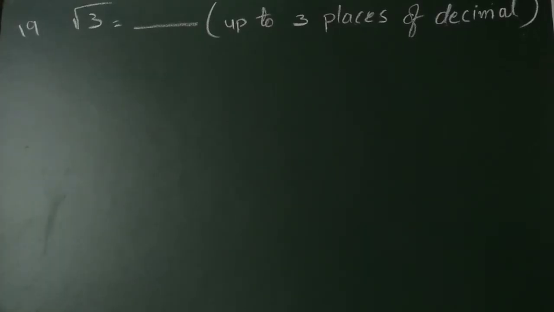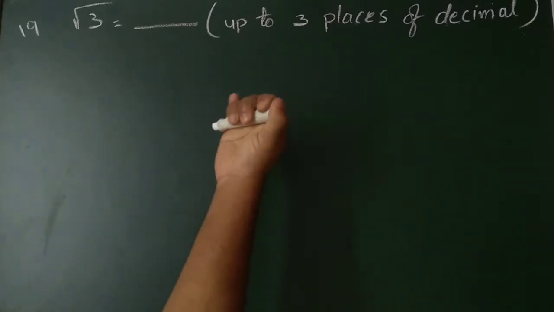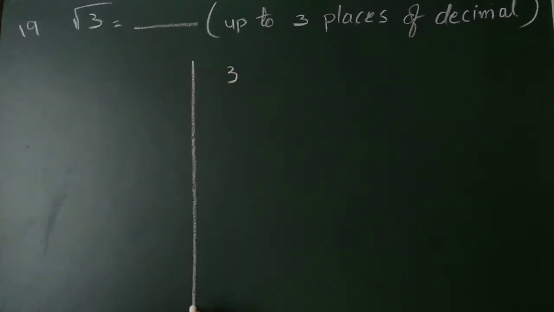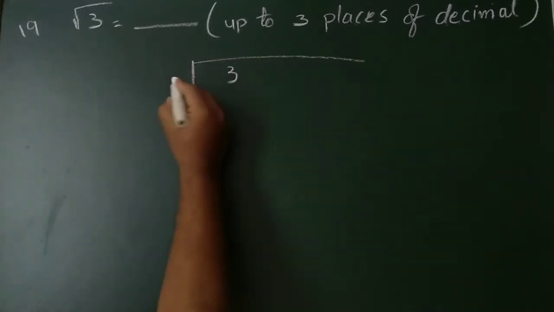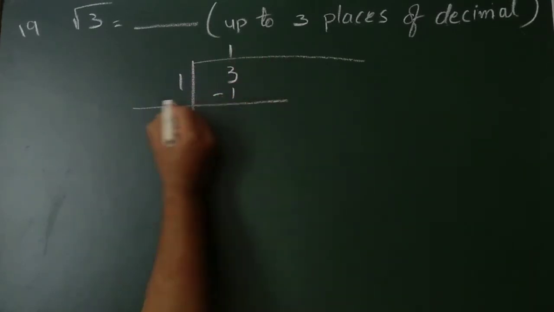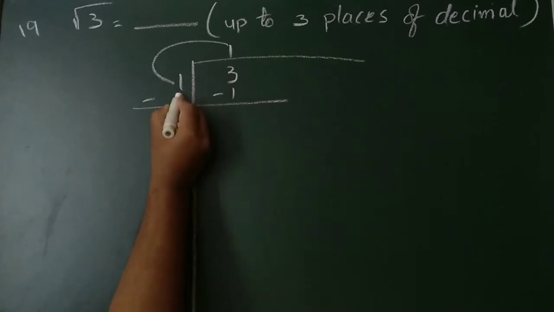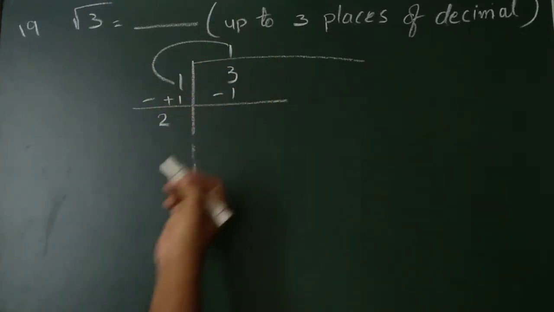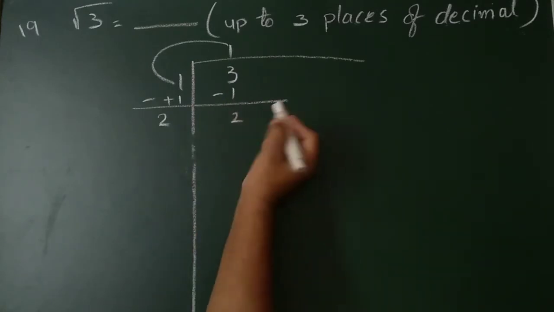Nineteenth question: root 3 equals dash, up to 3 places of decimal. So the same method that we approached in the 18th question. I am going to take once again the 3. 1 table, 1 times 1 is 1, so here minus, here this will come plus: 1 plus 1 is 2, 3 minus 1 is 2.